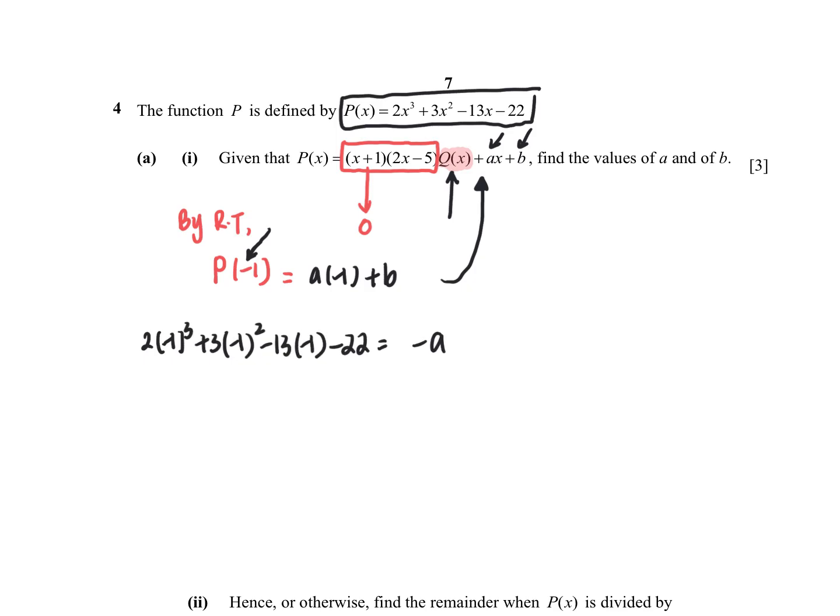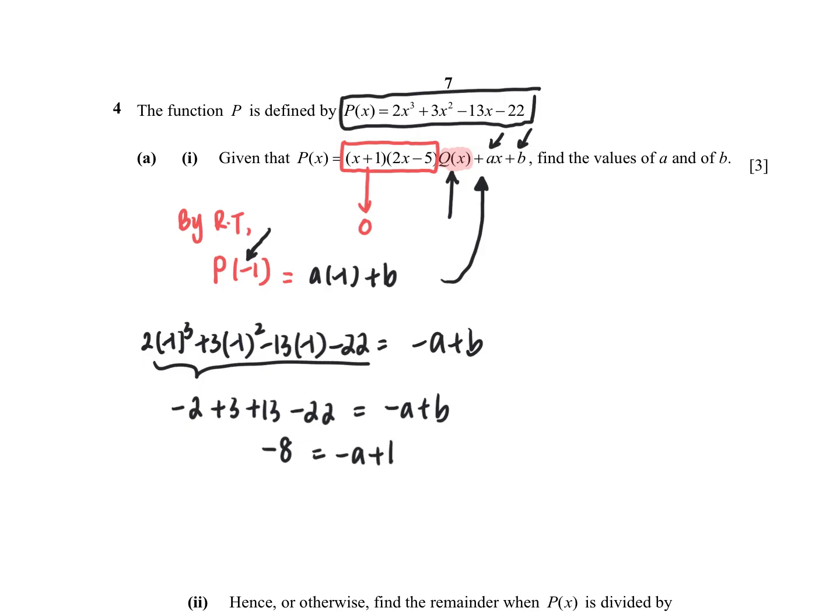So this is minus A plus B. You go and calculate this whole thing. It will be what? Minus 2 plus 3 plus 13 minus 22. What's the value? For those who calculated 16, 14, minus 8. Okay, so this is equation 1. So 1 mark is here.